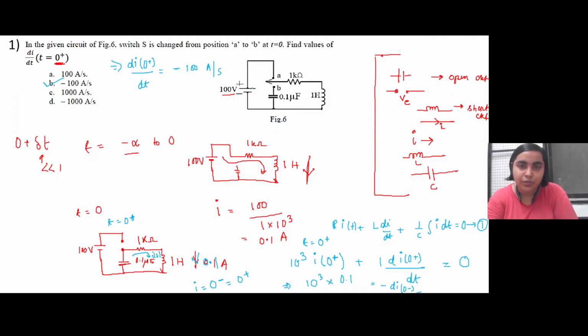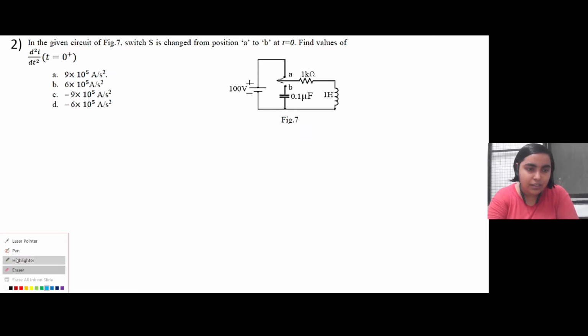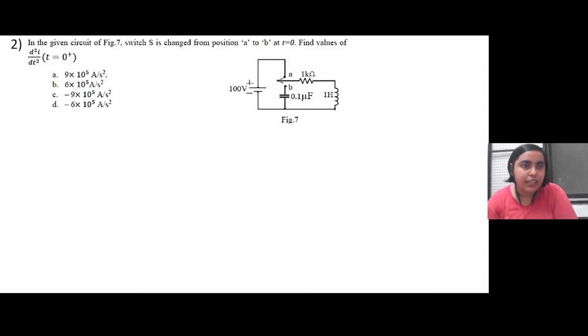Okay, so the next part of the question is a continuation of this. So we will move to the next question. In the next question, you see, it is a similar circuit, and the conditions are all similar. Only now what you are asked is to find d square i by dt square at t equal to 0 plus, that is just at the instant after switching.